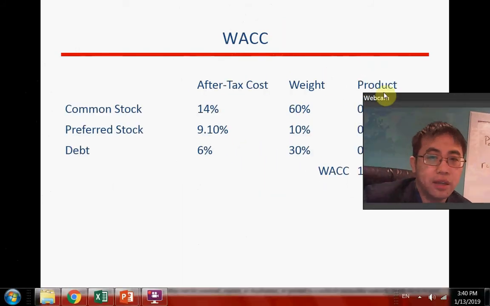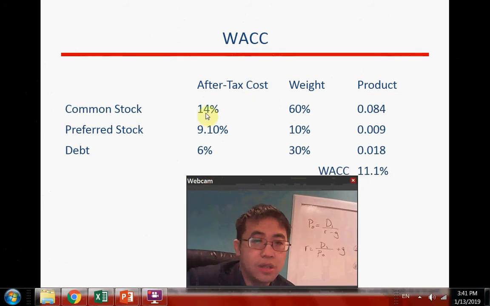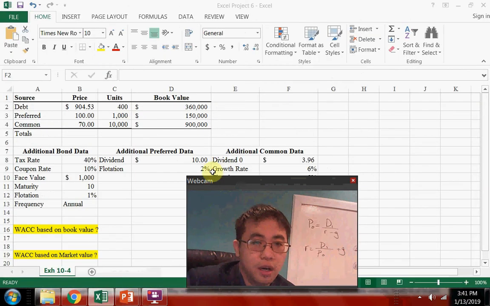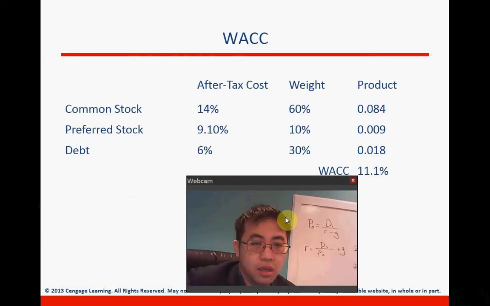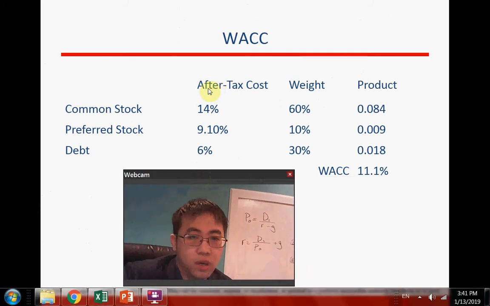Okay, and after you get this cost for each component capital and their weights, okay, these weights are given to you, which is pretty simple. In your Excel project 6, you need to get the weights in percentage. All right. So then what you do here is to use each cost times the weight. You get a product. This is for preferred cost times weight. Okay, and then debt cost times weights. And then you add all three products together to get the weighted average cost of capital.